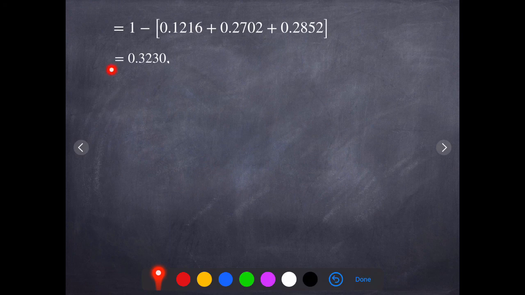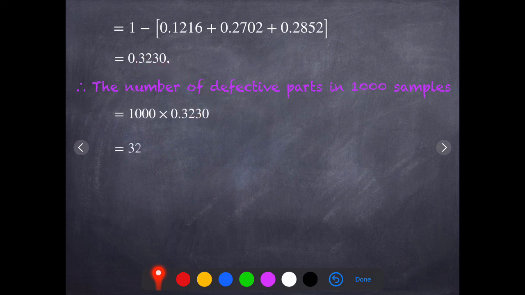Now this is for 20 items. Now we need to estimate for 1000 samples. So the number of samples with defective parts out of 1000 is just 1000 multiplied by the answer we got, which gives approximately 323. That means out of 20 there are 2 defective on average, and out of 1000 samples, about 323 are expected to have at least 3 defective parts.